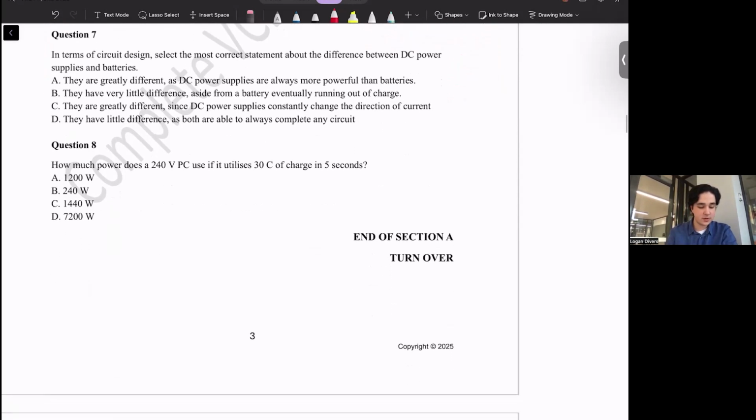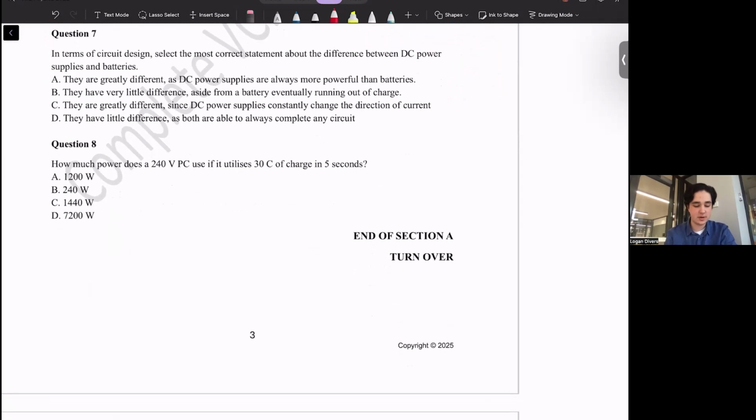So moving on to question 7. In terms of circuit design, select the most correct statement about the difference between DC power supplies and batteries. A, they're greatly different, as DC power supplies are always more powerful than batteries. Right off the bat, I have to say that this one's completely wrong. Now, don't actually try this, but if someone were to lick the terminals of a car battery, they would be in for quite a shock.